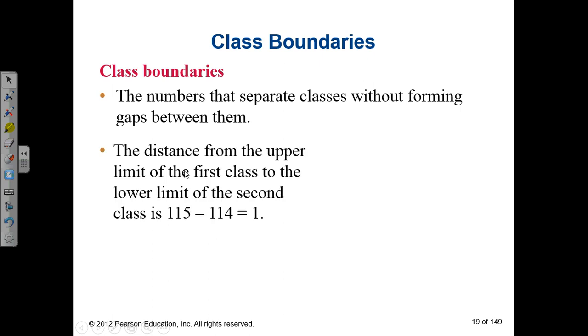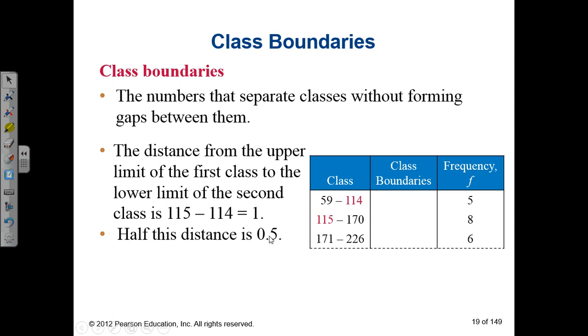So, for example, the upper class limit for the first class was 114, and the lower class limit of the second class was 115. The difference between 115 and 114 is 1. Divided by 2 is 0.5. So we're going to subtract 0.5 from every lower class limit and add 0.5 to every upper class limit, and that will give us the boundaries.